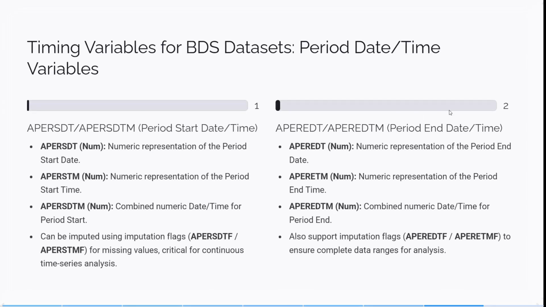Okay, so the timing variables for the BDS datasets, period date or time variables. Here the numeric representation of the period start date, the numeric representation of the period start time, and the datetime of the period start can be imputed using the imputation flags as well for missing values, which is critical for continuous time series analysis. It is similar for the end date. These are the start dates and end dates, and these are the variables that support the imputation flags.